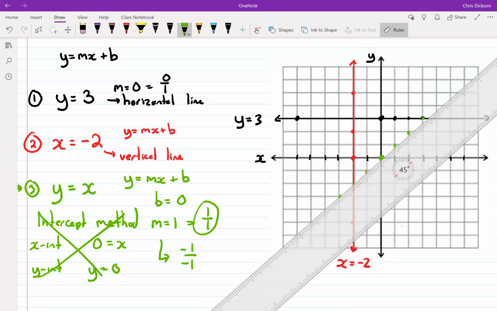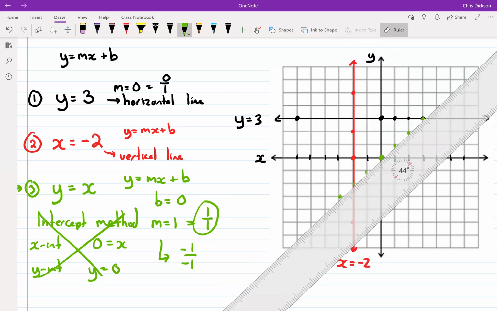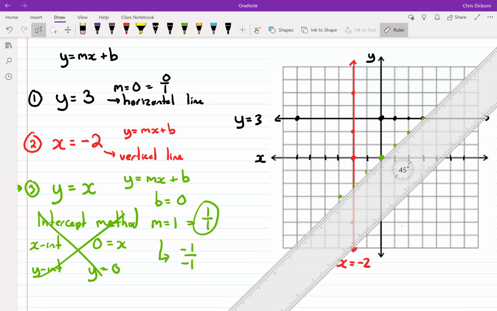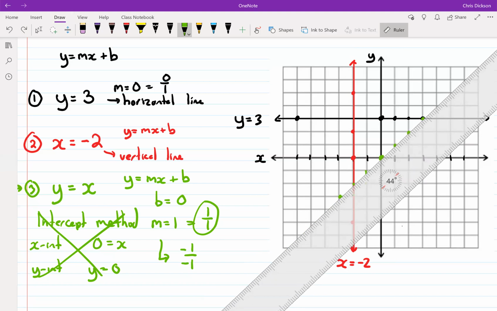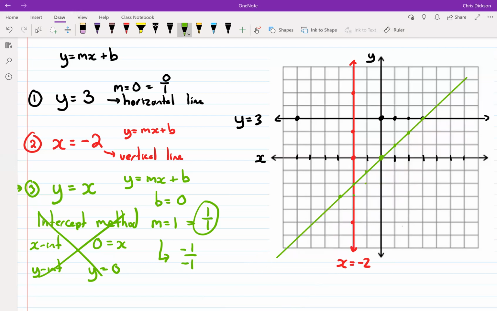Okay, so hopefully that lined up nicely. Doesn't look too good. No, it looks pretty bad actually. Let's undo that. Let's move that a bit closer. That's not bad. Okay, so there we go. So there's our line y equals x.